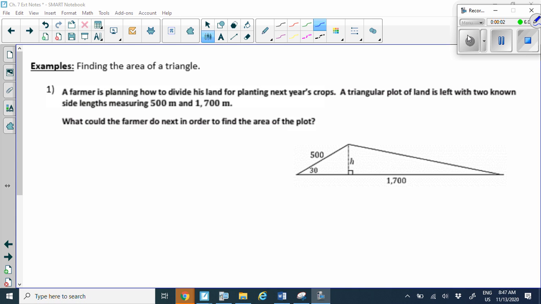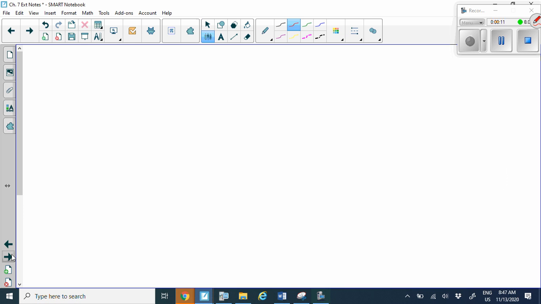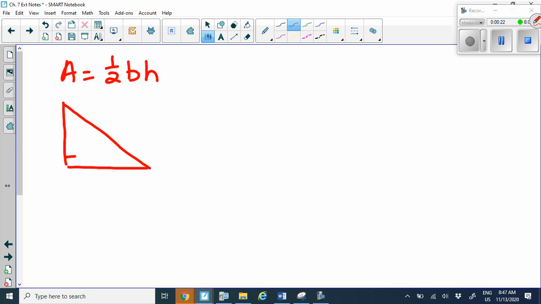Hey guys, so here's the notes for the Chapter 7 extension. We are actually going to use trig to find the area of a triangle. Now, know that the general formula for area of a triangle is 1/2 base times our height. So remember, if we have our base of a triangle, here's our base, and here's our height. Now, the thing is, though, we are not always going to have a right triangle when we're doing these problems.